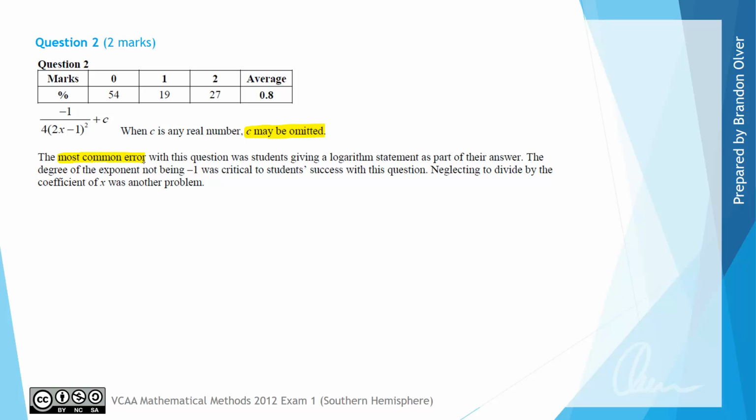And the most common error that the examiner's report goes on to find is that students gave statements involving a logarithm as part of their answer. The degree of the exponent not being negative 1 was critical to the students' success with this question, so that they could identify the correct formula to apply. Neglecting to divide by the coefficient of x was another problem. So that was the coefficient of 2 that we divided by in the previous slide.